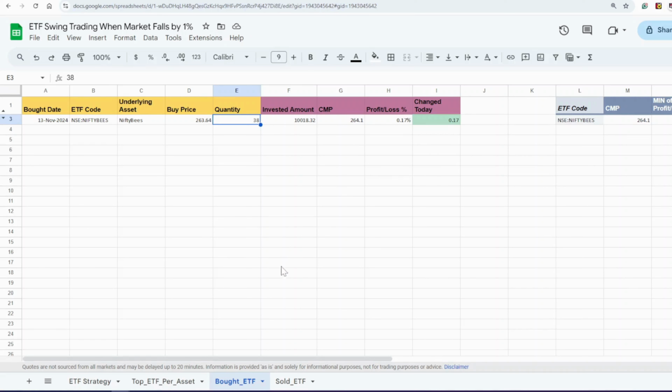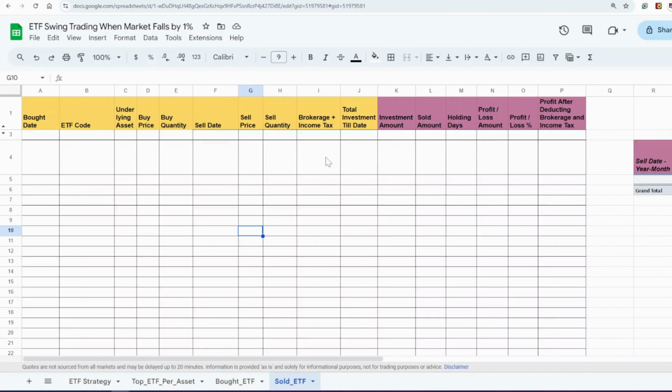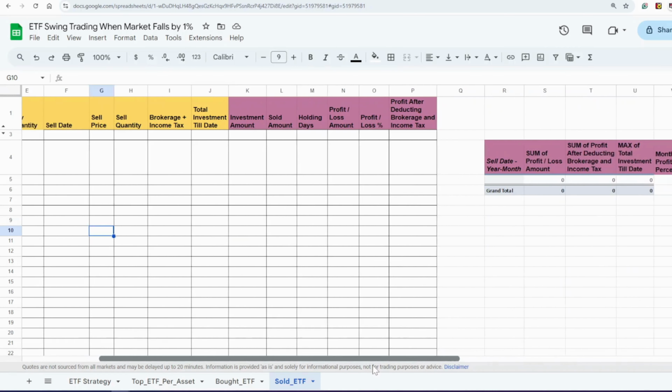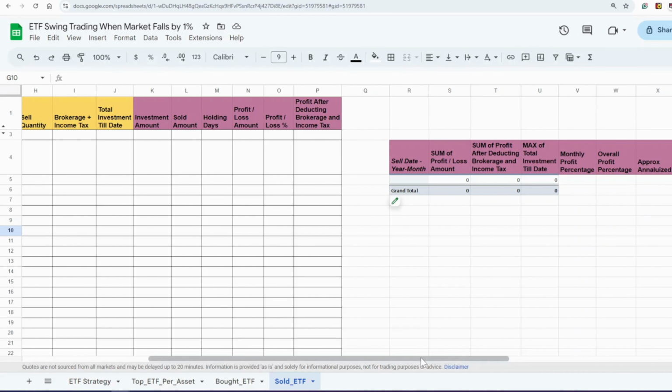And in the sold ETF sheet, for example, once I have reached the 6% target, I will copy this and keep it in the sold ETF, where I will keep the bought date, ETF code, underlying asset, buy price, buy quantity, sell date, sell price, sell quantity, brokerage plus income tax, and the total investment. That's how I will get an approximate analysis of it.